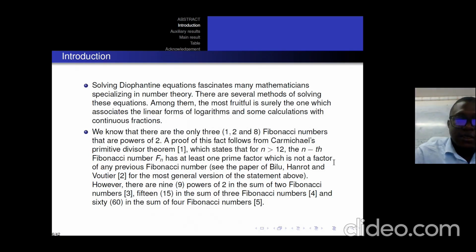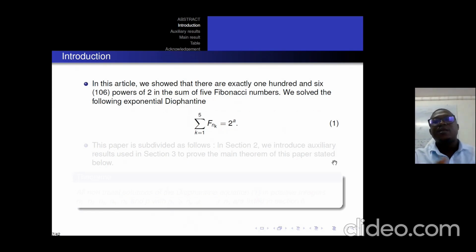And we know that there are 9 powers of 2 in the sum of 2 Fibonacci numbers, 15 in the sum of 3 Fibonacci numbers, and 60 in the sum of 4 Fibonacci numbers. The goal when I started writing this paper was to see if I could find a sequence which describes the distribution of powers of 2 in Diophantine equations involving Fibonacci numbers. In this paper, we show that there are exactly 106 powers of 2 in the sum of 5 Fibonacci numbers. That is, we solve this equation 1.